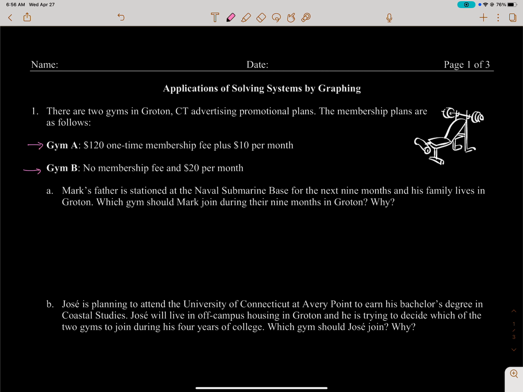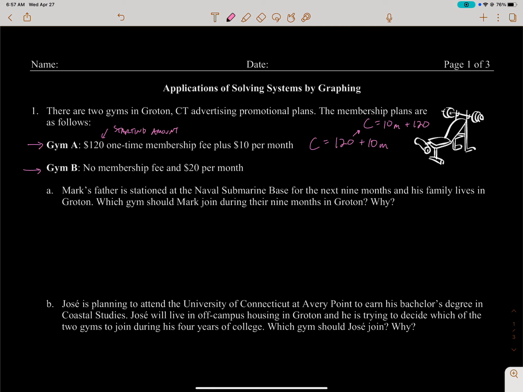So the one-time $120 fee, it's sort of like your starting amount when you sign up. So this looks like slope-intercept form to me. So the cost of this gym, I can say the cost is going to be $120, and then plus $10 per month. So I'll say 10M. All right. So usually I'm just going to rewrite this one up here because we usually like to have the X first.